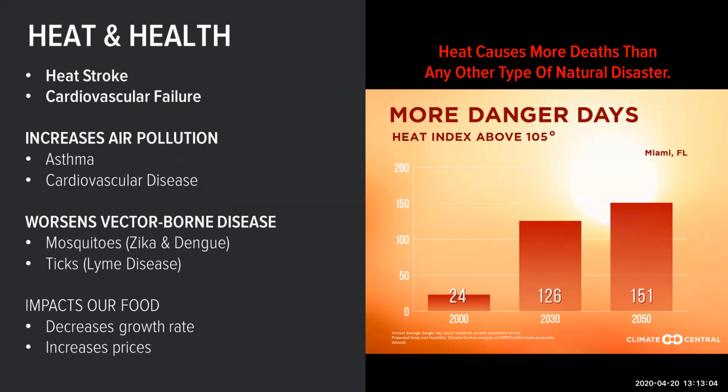As the planet warms with climate change, we're going to feel the heat. Extreme heat will increase the cases of heat stroke and cardiovascular failure. Extreme heat also increases air pollution, which worsens asthma cases and cardiovascular disease. In addition, extreme heat worsens vector-borne diseases. These are diseases that are carried by small organisms like mosquitoes or ticks. The spread of diseases like Zika, dengue, and Lyme disease would increase with more extreme heat.